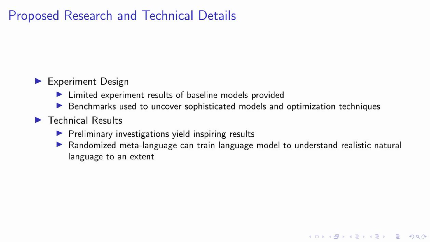We found that a completely randomized meta-language can be used to train a language model. This model, interestingly, is capable of understanding realistic natural language to a certain extent. This discovery opens up new possibilities for the application of AI in language modeling and indoor navigation. However, it's important to note that the synthetic data generated by these benchmarks are not yet validated for direct application.